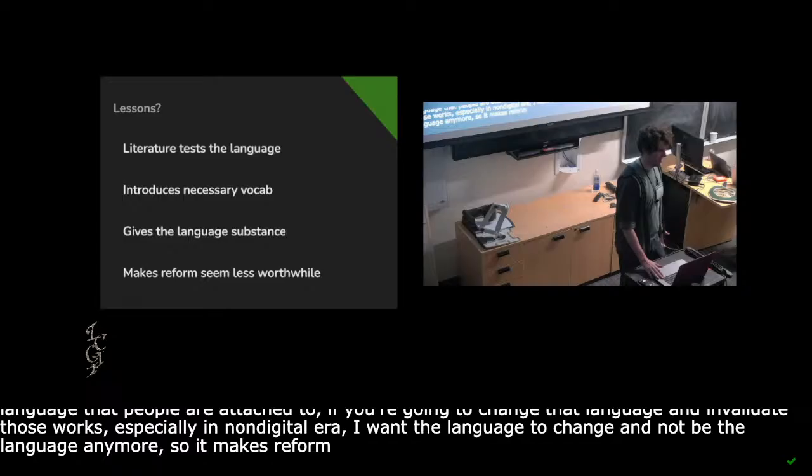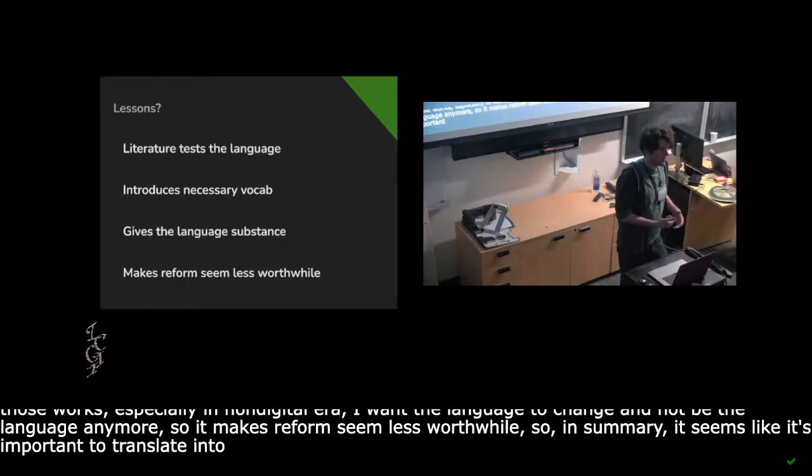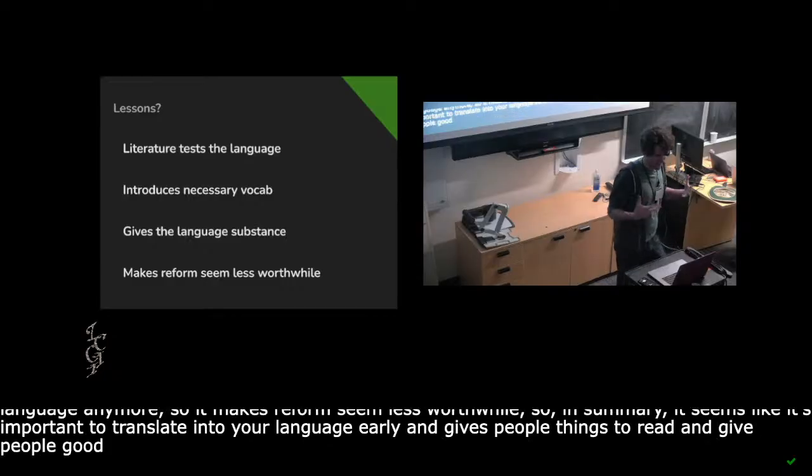Yeah, so in summary, there are no do's and don'ts, but it seems like it's important to translate into your language early, to give people things to read, and to give people good things to read, emotionally moving things, because when you read something emotional, you get attached to it.